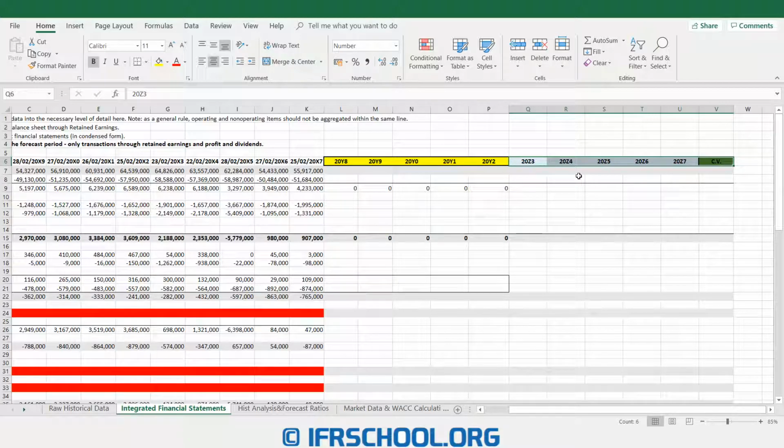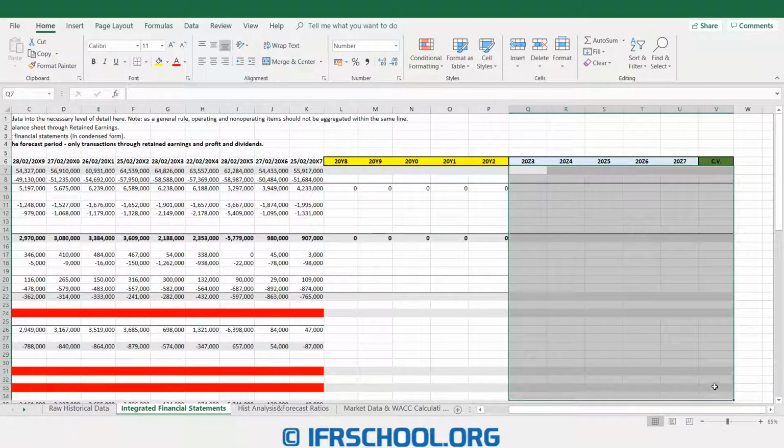A key principle to apply here is keep it simple. We only forecast the bare minimum number of line items that we need to calculate free cash flow. I have colored in the select few rows that we need to forecast over this period. You may notice that we lose a lot of detail in the forecast financial statements during this part of the forecast horizon.